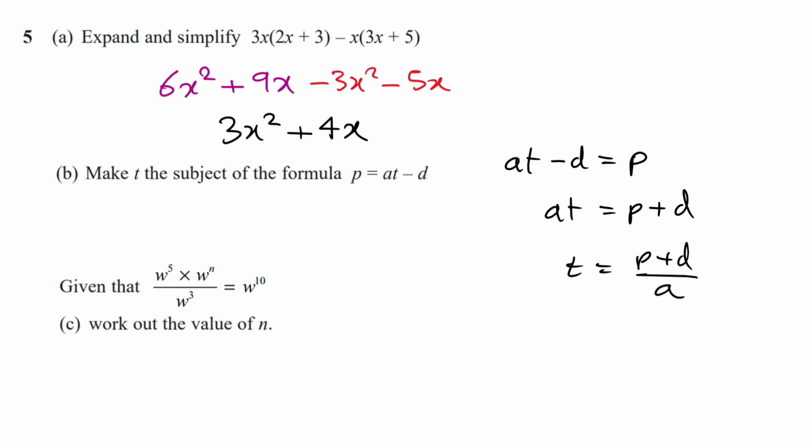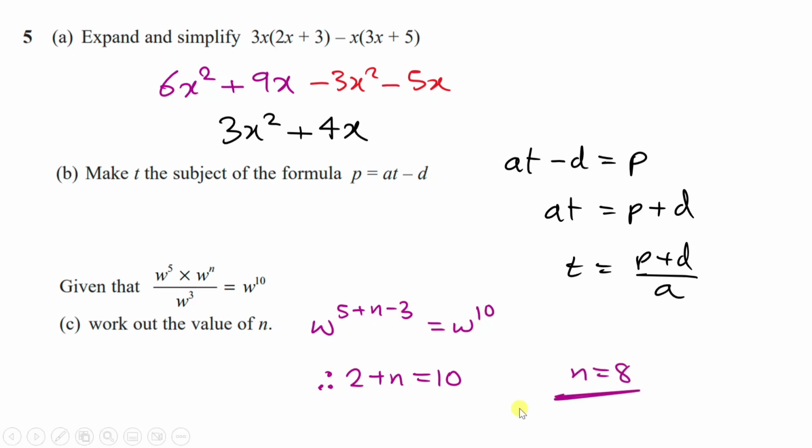Simple and done. Now for the next one, given that W to the power 5 times W to the power n over W to the power 3 equals W to the power 10, work out the value of n. Now the rule is, when you multiply terms with the same base, so W is the same base, you add the powers. If you divide, you subtract. So you're just going to do W to the power 5 plus n minus 3, and it has to equal W to the 10. Now because the bases are the same, the powers must be equal. So 5 plus n minus 3 reduces to 2 plus n, and that has to equal 10.